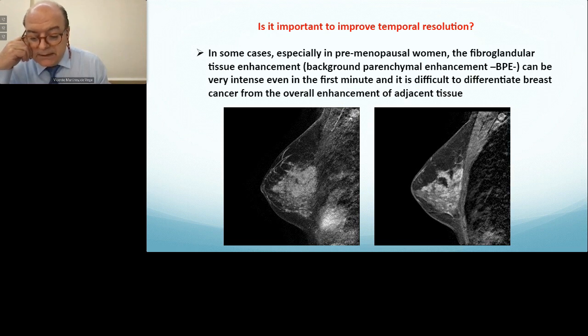In some cases, especially in premenopausal women, the fibroglandular tissue enhancement, background parenchymal enhancement, can be very intense even in the first minute, and it's difficult to differentiate breast cancer from the overall enhancement of adjacent tissue. A strong background enhancement can lead to abnormal interpretation and inaccurate estimation of tumor size at preoperative stage in MRI, and has been associated with higher rates of positive resection margins.